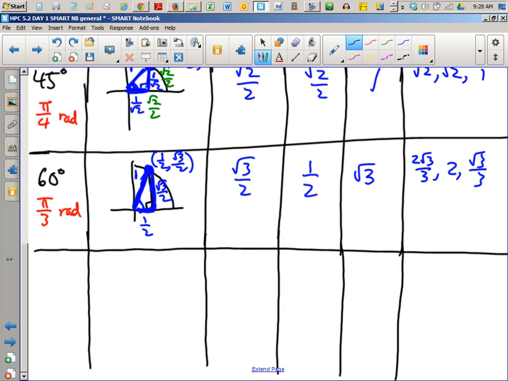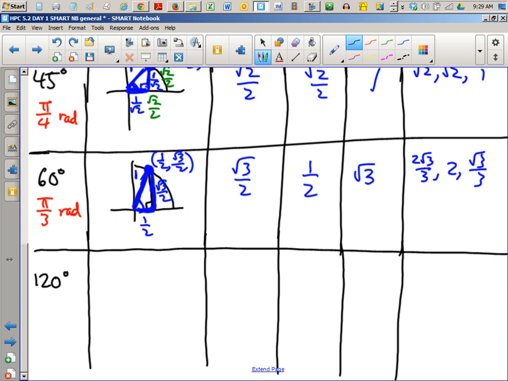Okay, now, how much further should we go? We've done 30, we've done 45, we've done 60. I told you we'd save 90 for the next page, right? The next one after that would be 120. But we don't have to think as hard anymore because we're starting to get drawings that are symmetric.